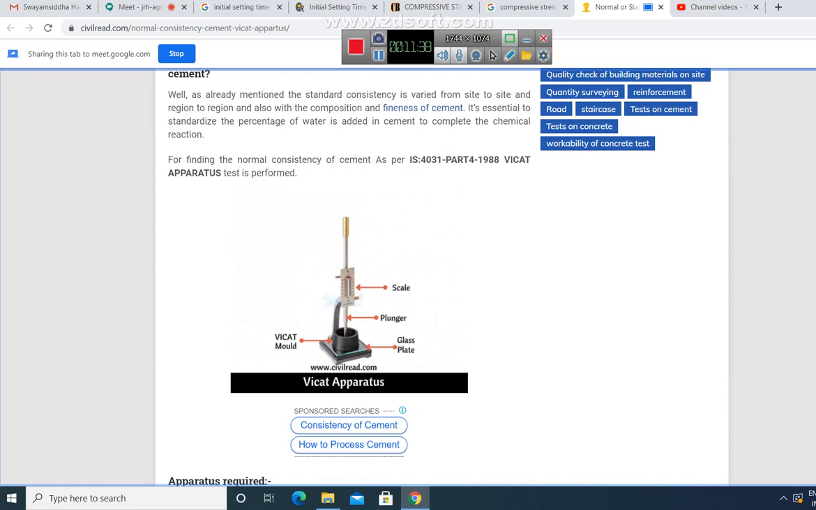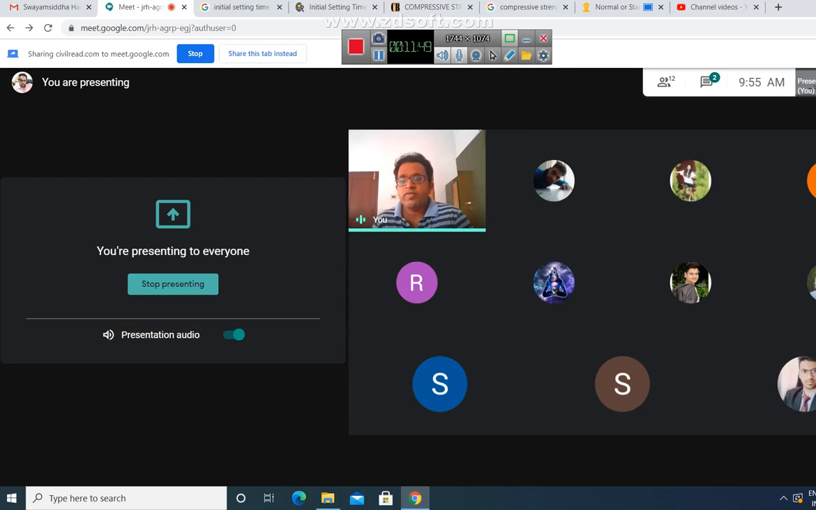So at the bottom of the Vicat apparatus you have one glass plate, and over the glass plate you can observe one Vicat mold. There is a kind of mold known as the Vicat mold.